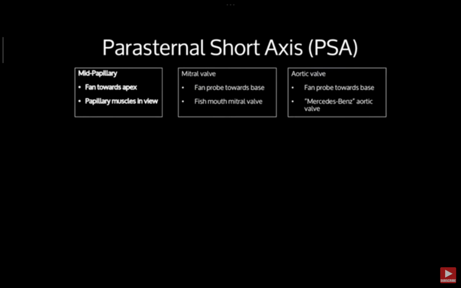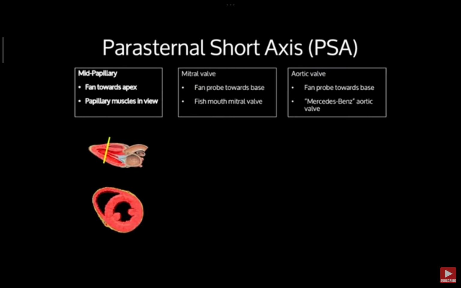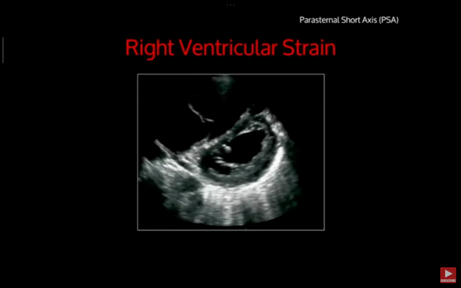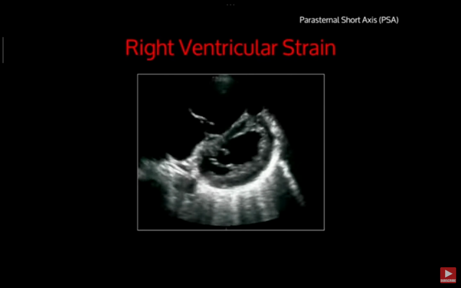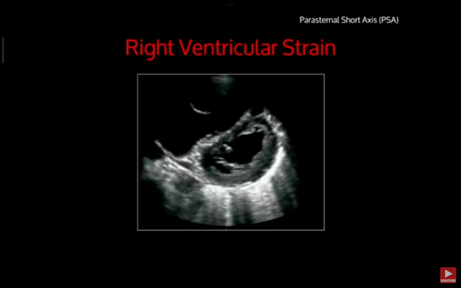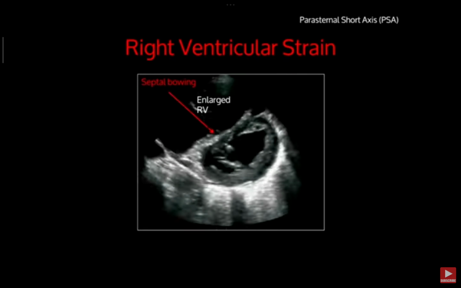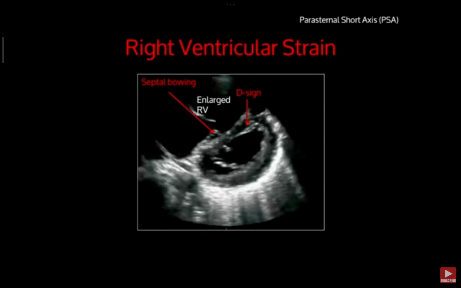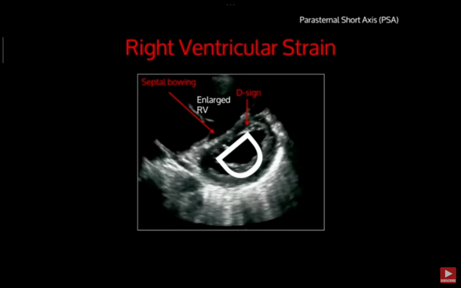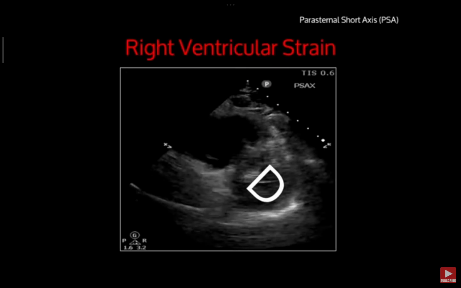So in review, more inferiorly or towards the apex is the mid-papillary view. Fanning up towards the head, you can see the fish-mouthed mitral valve. Most superiorly, you can begin to see the aortic valve. You can also assess for right ventricular strain in the parasternal short axis view. Here we see an enlarged RV and septal bowing showing something called the D sign, where the pressure of the right ventricle is great enough during systole to actually cause the IVS to bend in towards the LV. Here's another image demonstrating the D sign.